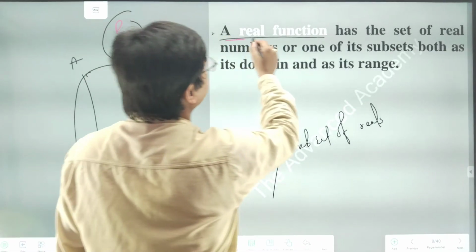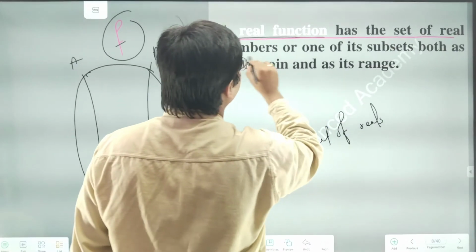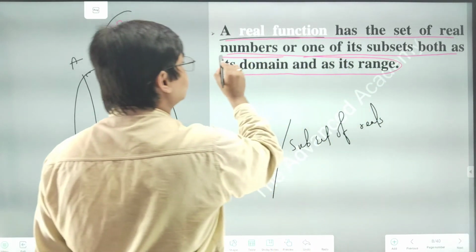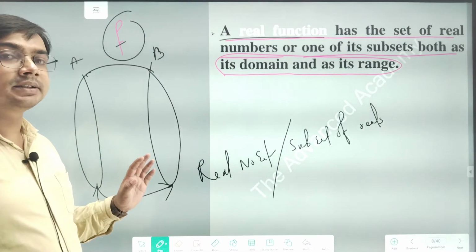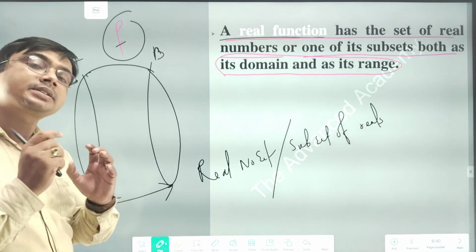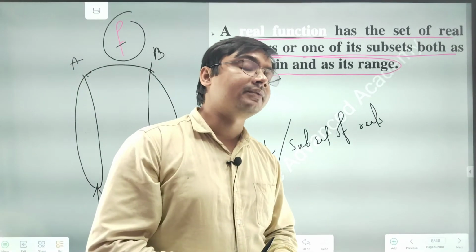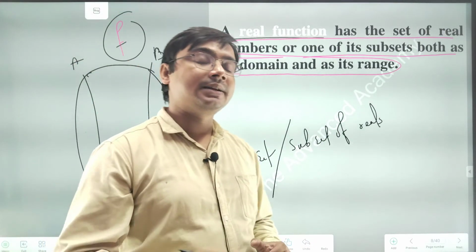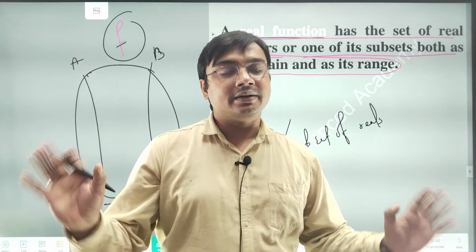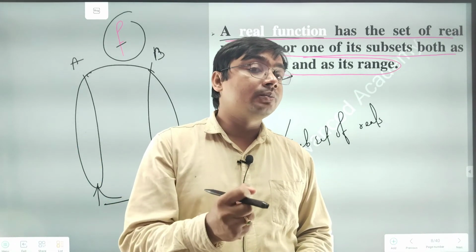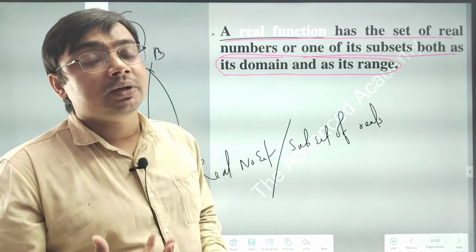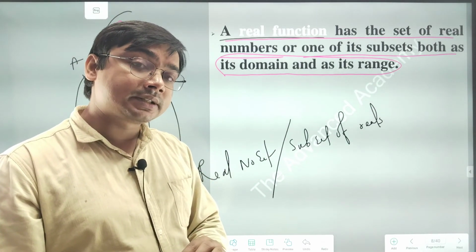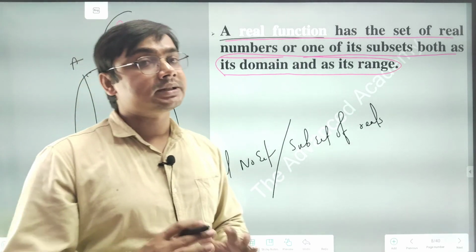You see here, a real function has the set of real numbers or one of its subsets as its domain as well as range. Sometimes in some questions they mention that consider a real function, let f be a real function. Then by saying real function you should understand that this is a function whose domain as well as range is either the set of real numbers or a subset of real numbers.